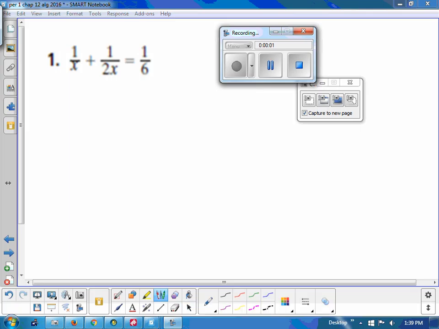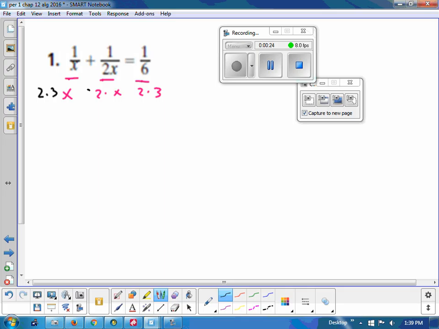On this question here, you have three unlike denominators. You have to have a common denominator in order to add them or solve the equation. This has an x, this has a 2x, and this has a 6. So basically, to make them common, this one over here needs a 2 and a 3. This one needs a 3, and this one needs an x. So what you do to the bottom, you do to the top.